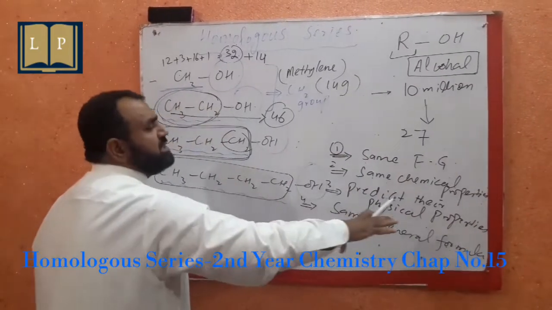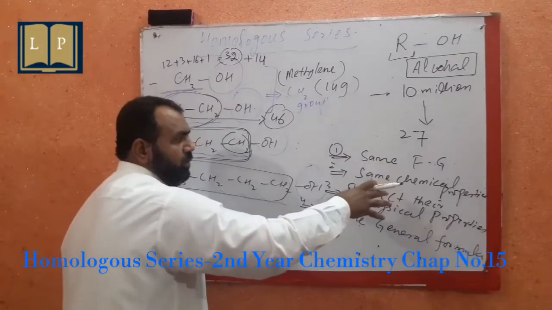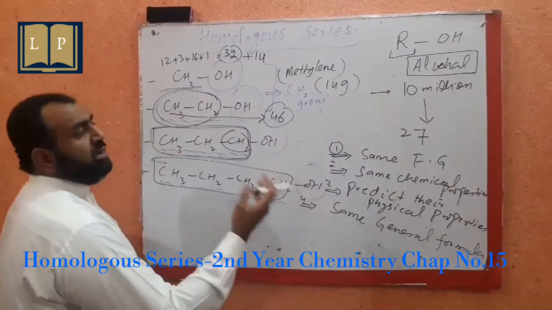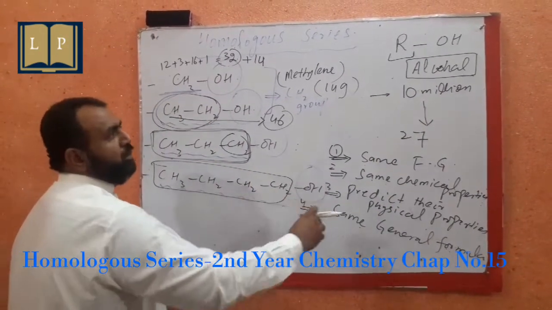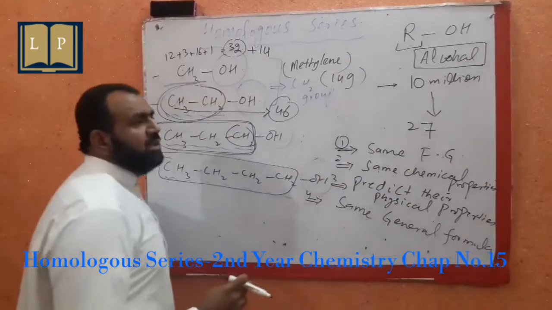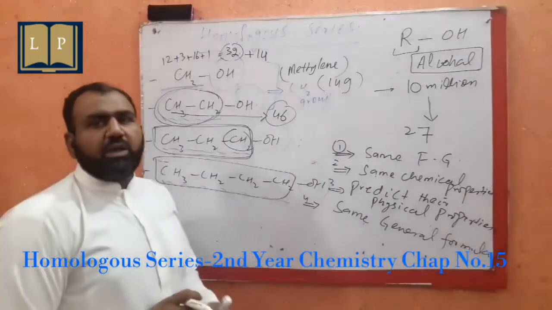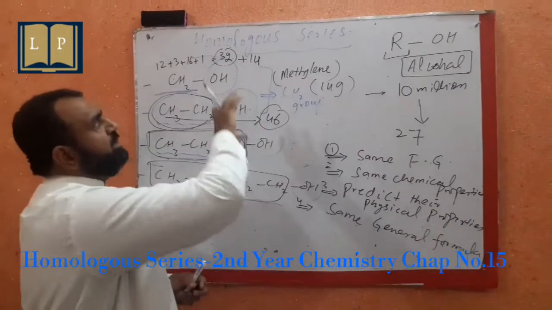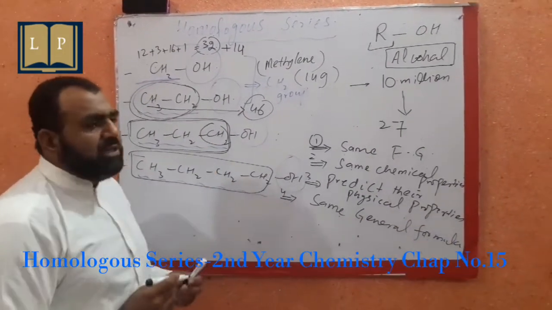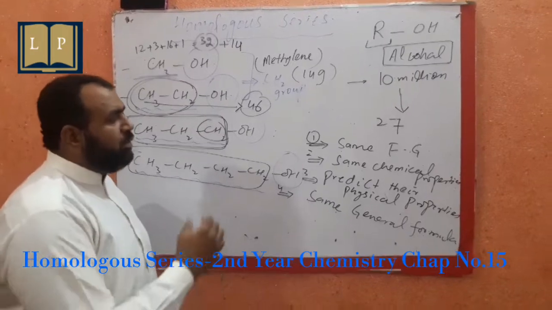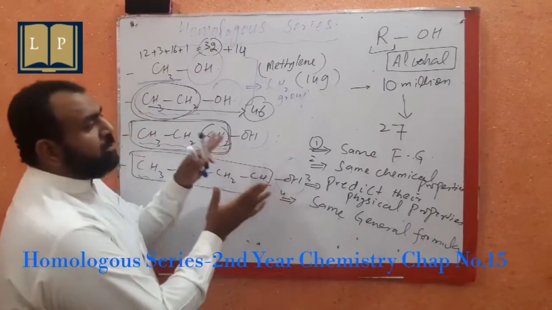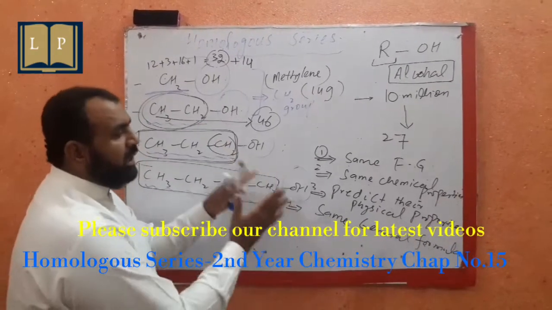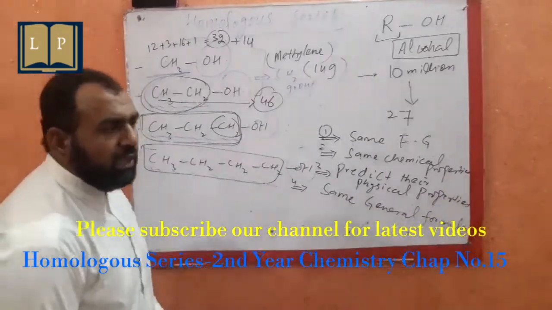So all these features enable us to study a limited number of different series of organic compounds rather than studying the entire 10 million organic compounds one by one. So this establishment of homologous series has made the study of organic compounds very easy for us, and we can predict the physical and chemical behavior of all the organic compounds.